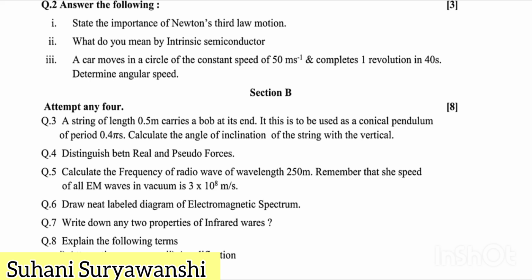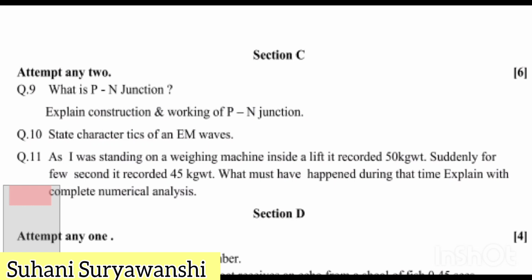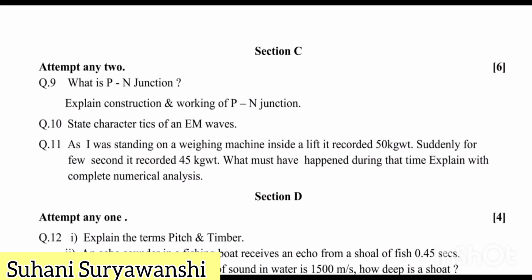Next is explain the following terms, attenuation and amplification. So you just have to explain for 1 mark each. Okay, so next question is section C. We have to attempt any 2 and each for 3 marks.